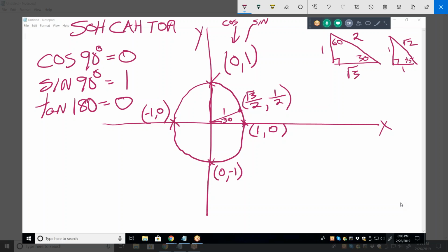What's the next one they're asking about? Cot 90. That's cotangent. Cotangent is cosine over sine. So what's cotangent of 90? 0. What's the next one? Secant 180 degrees.